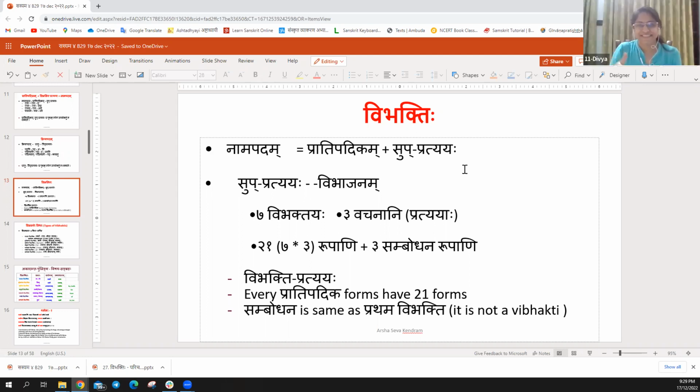Sapta Vibhaktiyaha. Trini Vachanani. Vibhaktiyaha.